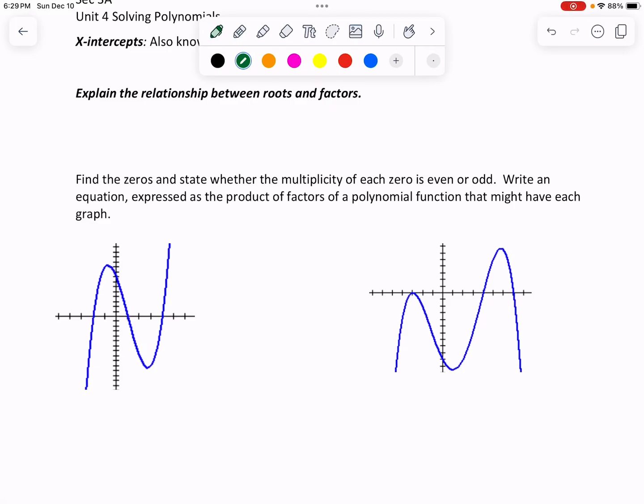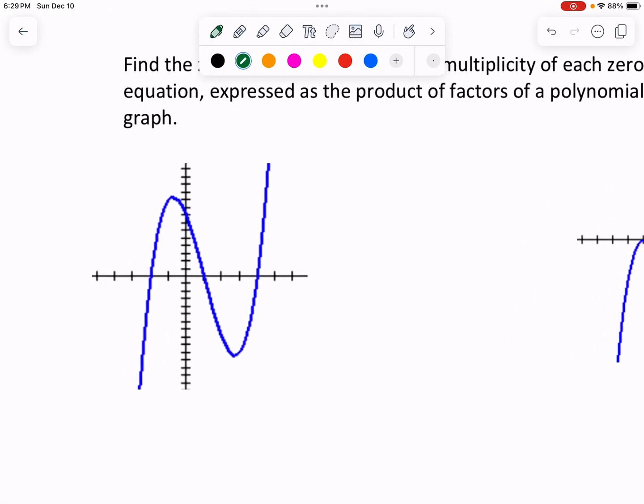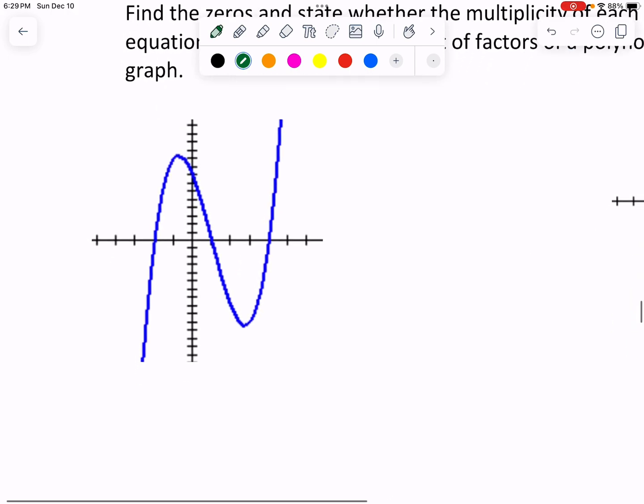We're going to write an equation for the graph in factored form. The first thing I notice is this is an odd degree because one end is pointed down and one up. So I know I have to have an odd number of factors. The factors will be made up of these zeros or x-intercepts.